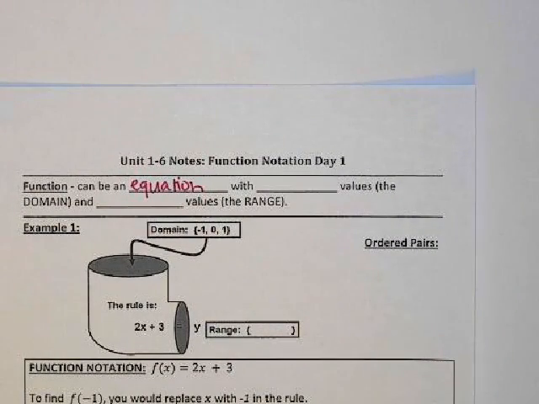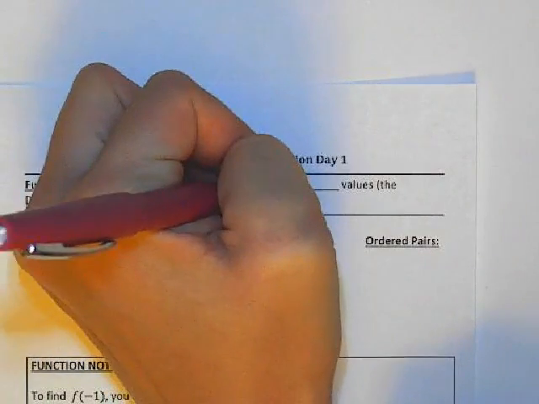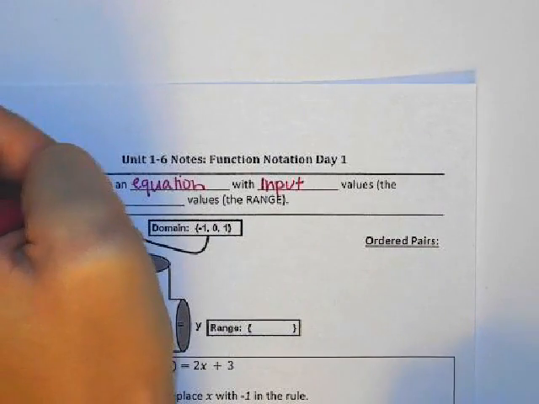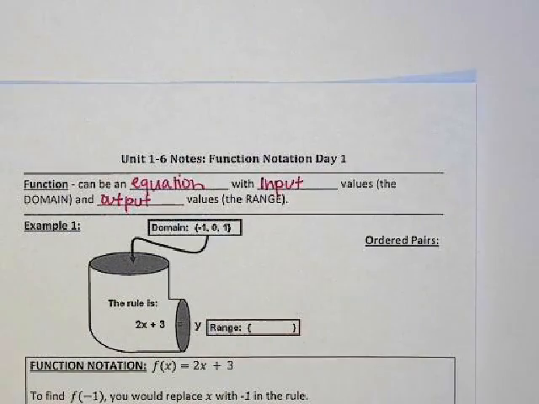So a function can be an equation with input values, which are the domain, and output values, which are the range. And like I said, in Dr. XY left his ID in his office, you've got input and output on there. Okay? So example 1.